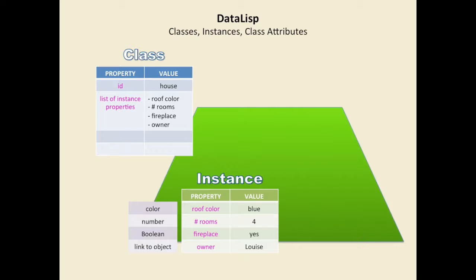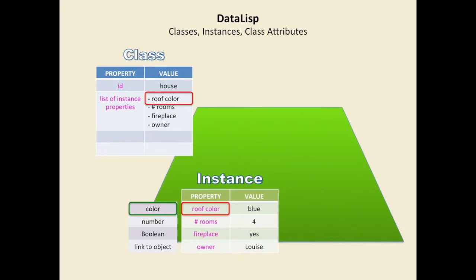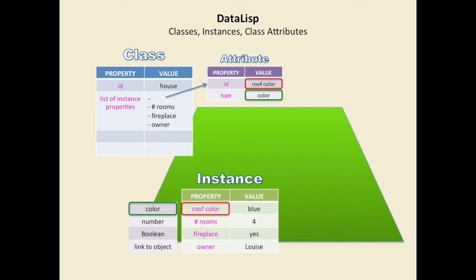And it is to be able to indicate this type of information in the database that I will now introduce a third kind of object found in DataLisp, the class attribute. So, what is a class attribute? Well, a class attribute is an object that will bring together all the information about a property of an instance, as for example, that the roof color property must be a color.